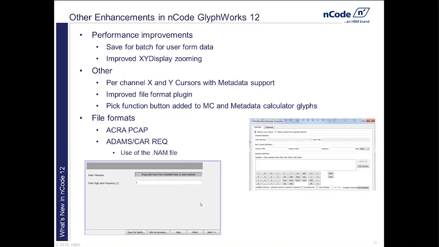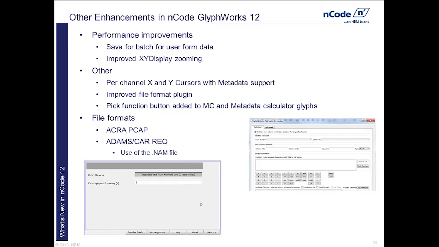We also made quite a few changes to the XY display glyph in terms of XY display zoom in, and added per channel X and Y cursors, also being able to load those from metadata. The file format plugin has been improved, and we've now added the pick function button, which was always available on the time series calculator, also onto the multi-column and metadata calculator glyphs, just making those a little bit easier to use. So you don't have to remember all the function names now, you can input them from a button.